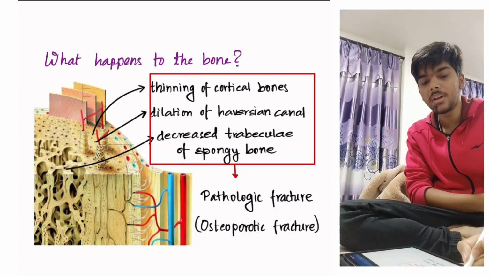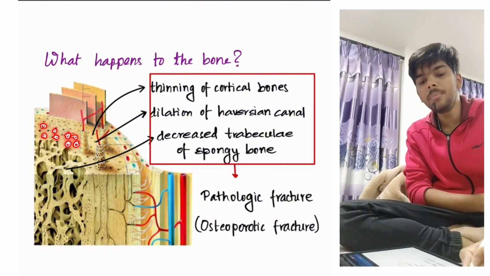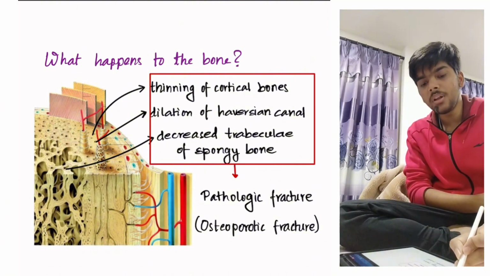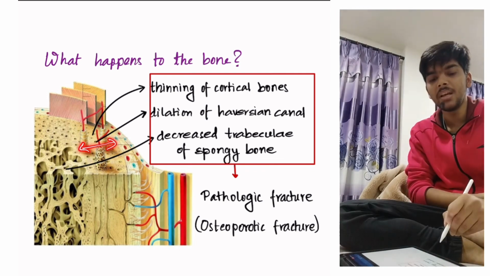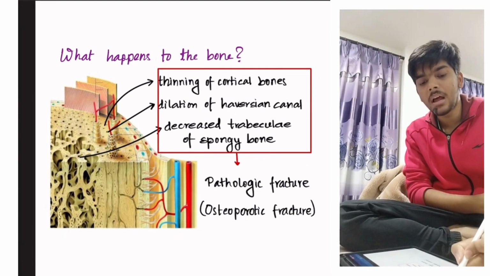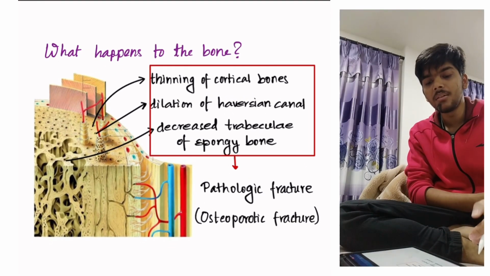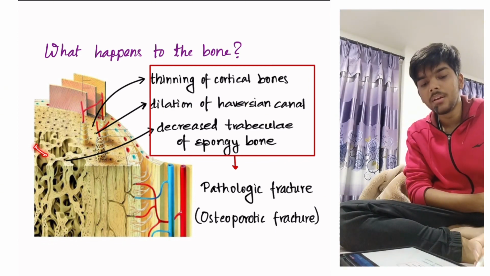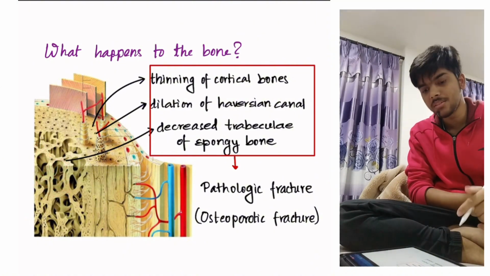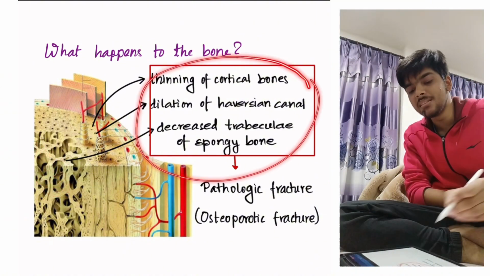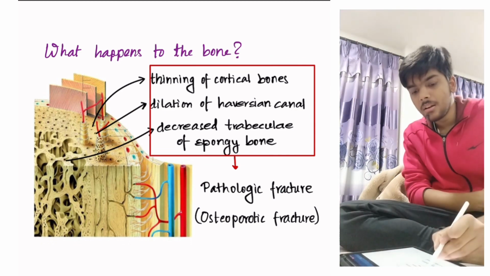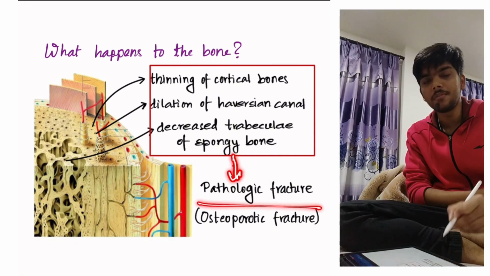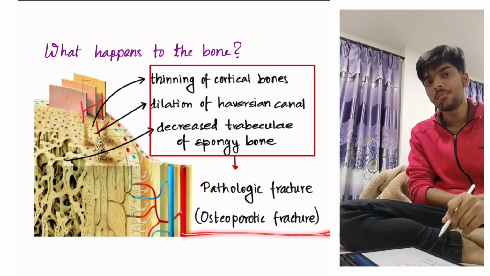The cortical bone contains many Haversian canals. When the bone becomes osteoporotic, the cortical bone becomes thinner, the Haversian canals become wider, and the number of trabeculae, these branches are what we call trabeculae, in the spongy bone also decreases. All 3 reasons increase the risk of pathologic fracture or osteoporotic fracture.